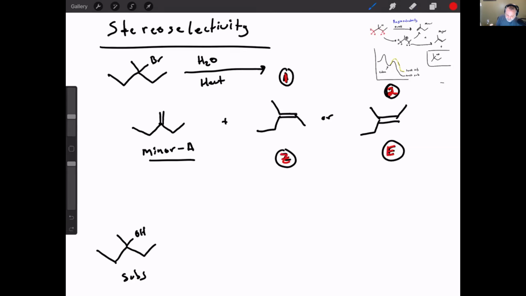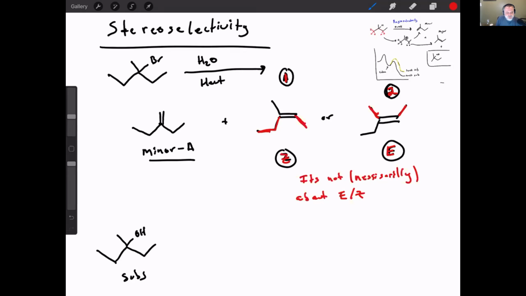And so let me just say this. It's not necessarily about E and Z. Think about the groups that are interacting. This group is interacting with this group, and this group is interacting with that group. Which two groups would prefer to be interacting? They're going to have an interaction.